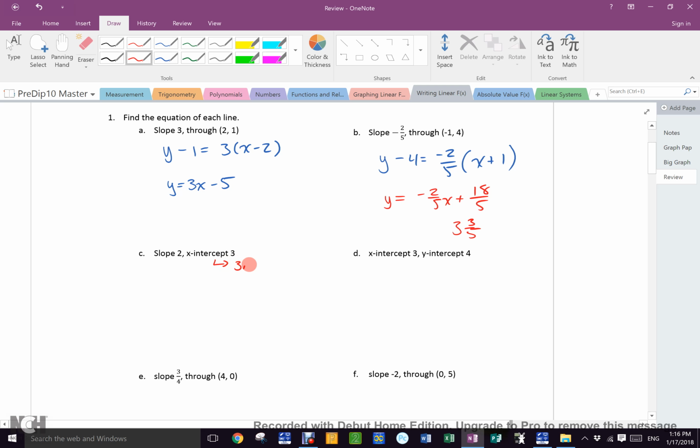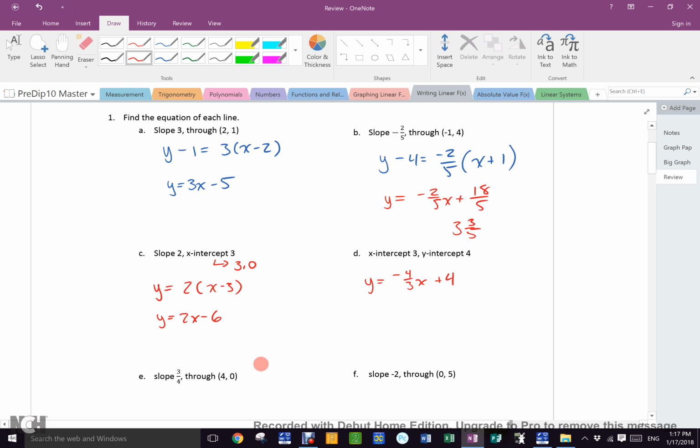X-intercept is 3, 0. So y equals 2x minus 3 is point slope form, or 2x minus 6. X-intercept of 3, y-intercept of 4. I would do that. You could do it in general form, but actually, I wouldn't do it in general form. I would do that as y equals negative 4/3 x plus 4 for slope-intercept form.